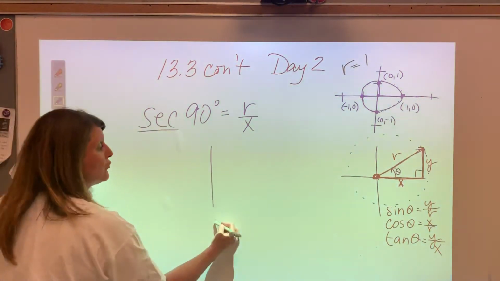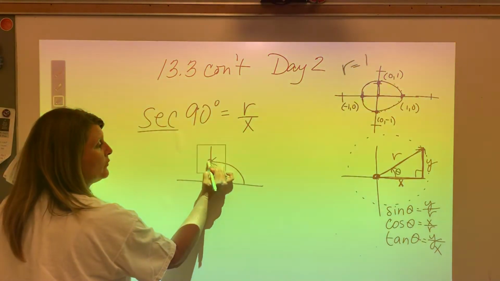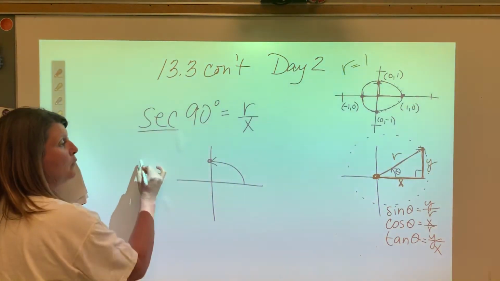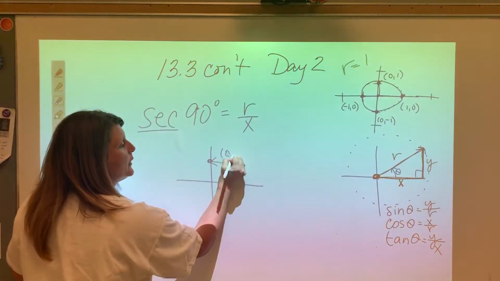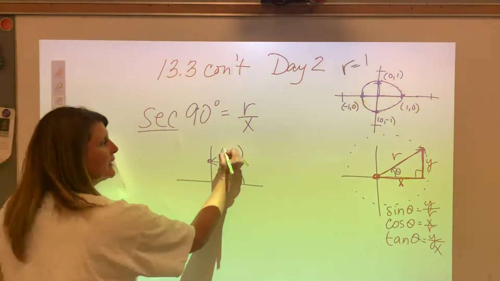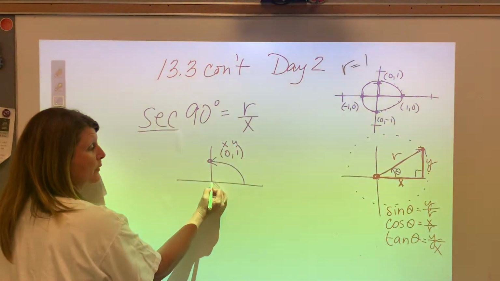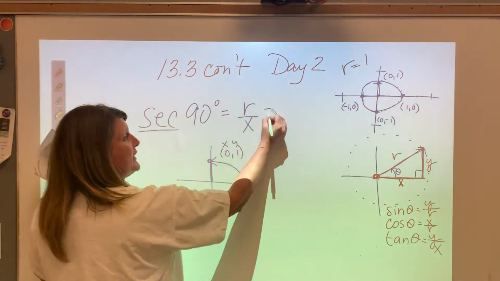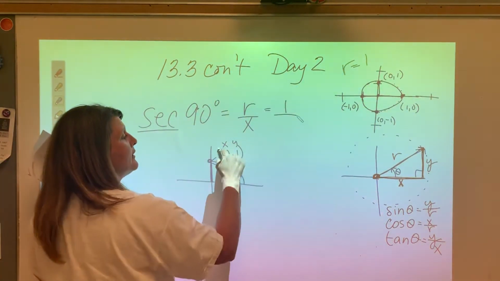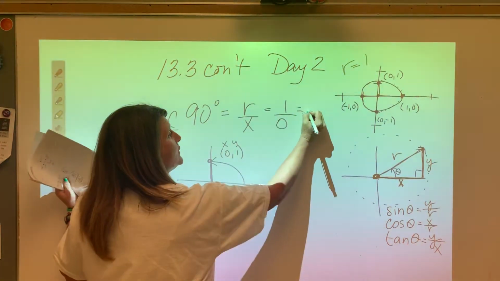So I'm gonna draw a 90-degree angle. Boom, and I land right there. And if I were on the unit circle, that's that point right there. This is the point 0, 1. This is the x coordinate, this is the y coordinate. And remember, the radius is always a positive 1. So the radius in this problem is a 1. The x in this problem is a 0.